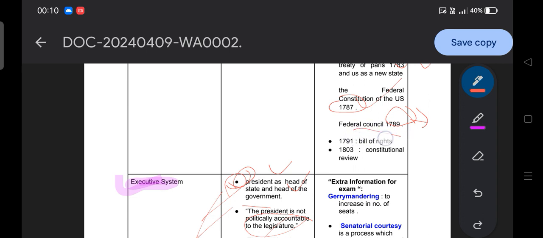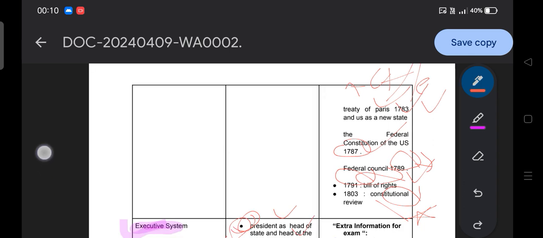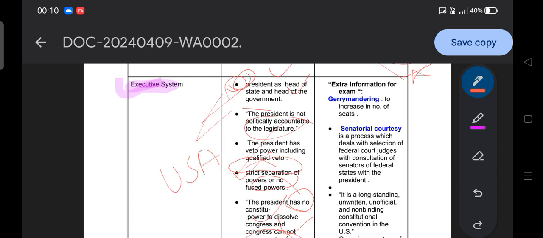Okay, then the Bill of Rights, the fundamental rights, 1791. Then 1803, constitutional review or judicial review. So they can easily ask a correct or incorrect pair question from here, on the different acts and legislation related to the USA. Moving to the next, which is very important from the exam point of view, extra information for our exams.